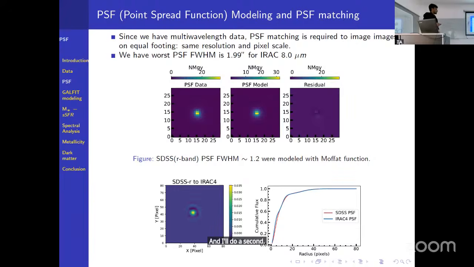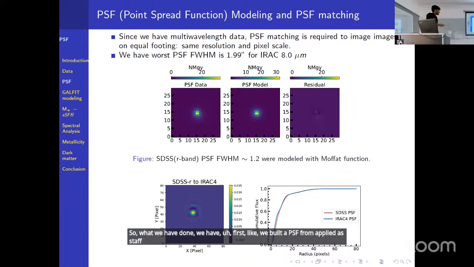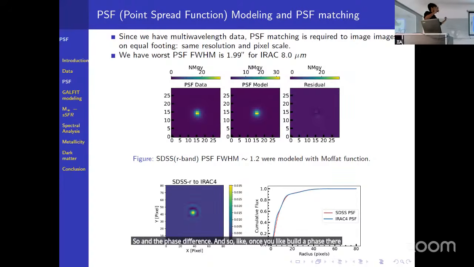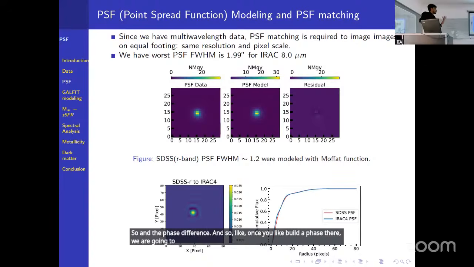So what we have done is first build a PSF from a bright star. You can see this image of the PSF modeling using a Moffat function. We have the data, then this function model, and this is the residual, okay? The PSF is around 1.2 arc-second for the SDSS r band. Once we build the PSF, we are going to convert all PSFs into the IRAC 4 band PSF, which is the worst band PSF.